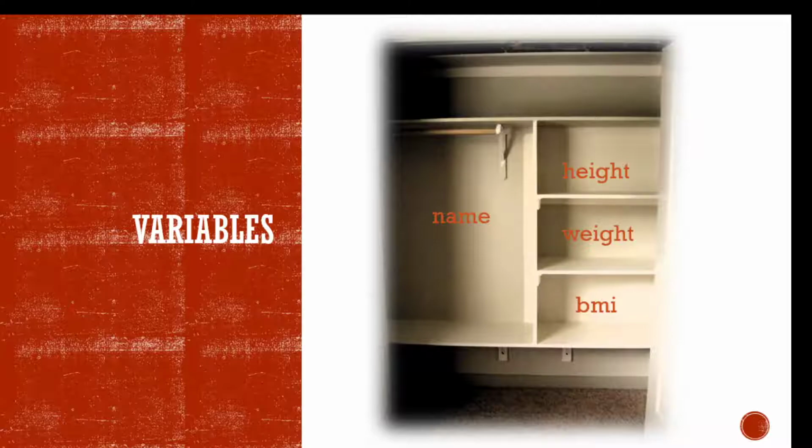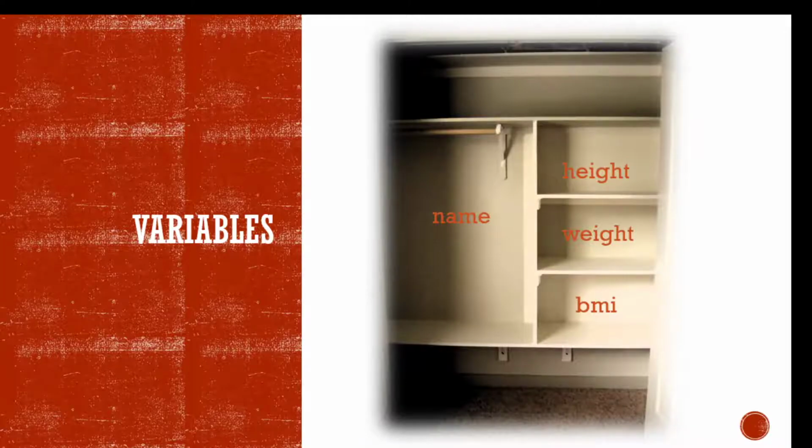And the variable itself is not the thing, it's the space where the thing is going to be. So the name could be Tony, but you could be running the program and it would be your name that gets put in that side of there. It's your height, your weight, and it would store your BMI appropriately.